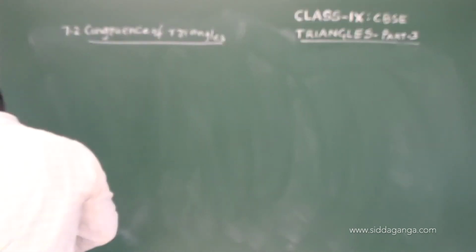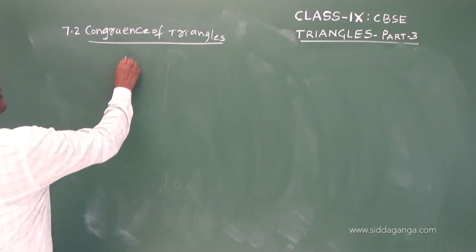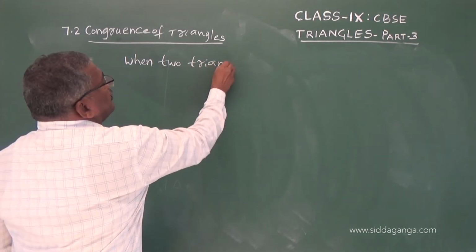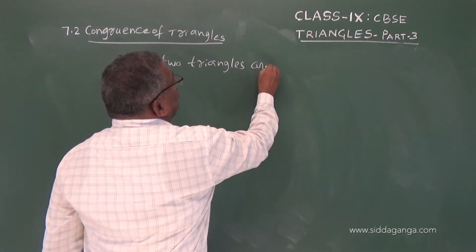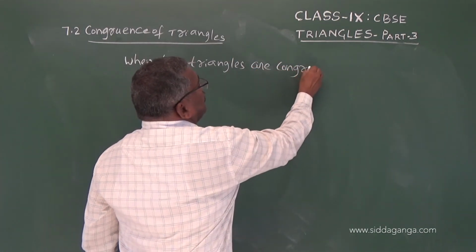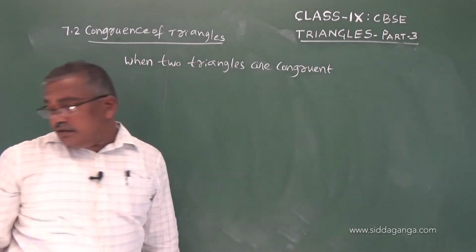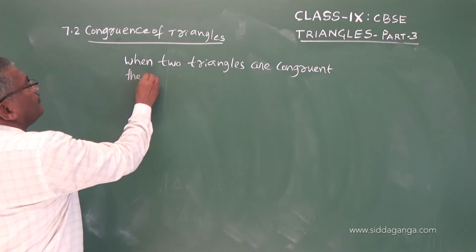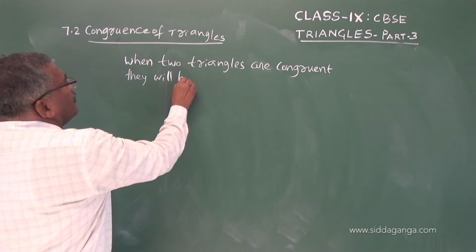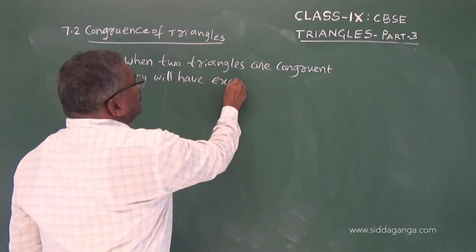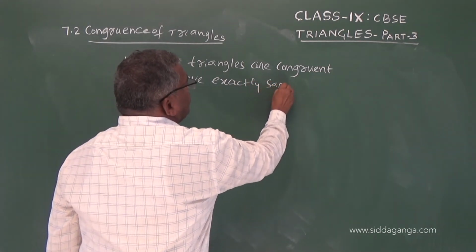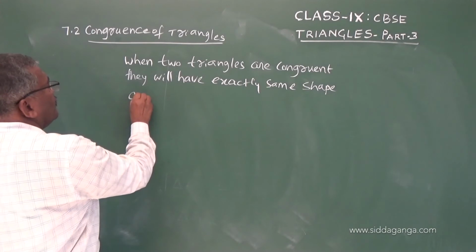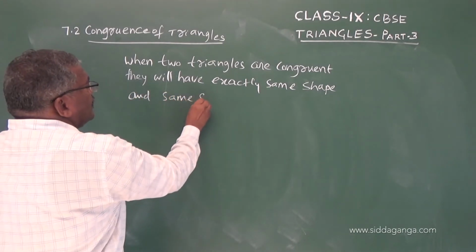Congruent triangles. When two triangles are congruent, they will have exactly the same shape and same size.